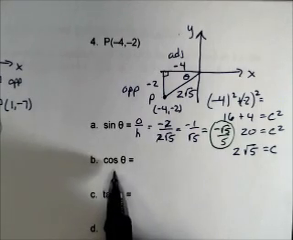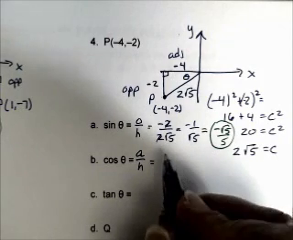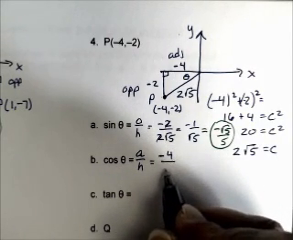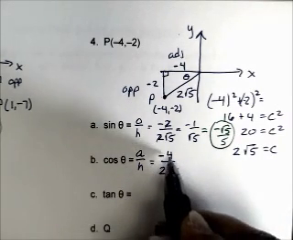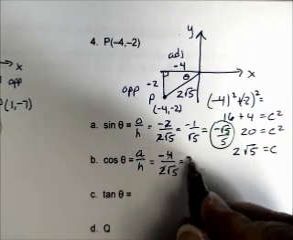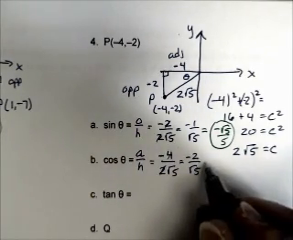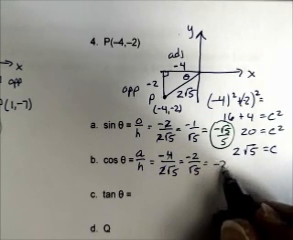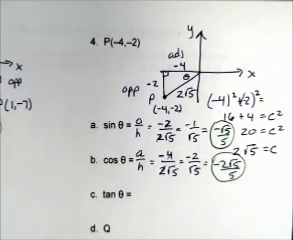Next, cosine of theta. Cosine of theta is adjacent over hypotenuse. Adjacent is negative 4, and hypotenuse is 2 square root of 5. I'll reduce this to negative 2 over square root of 5. I didn't leave myself room here either. End result, negative 2 square root of 5 over 5. Both sine and cosine are negative values, as they should be when we're in quadrant 3. Only tangent is positive in quadrant 3.